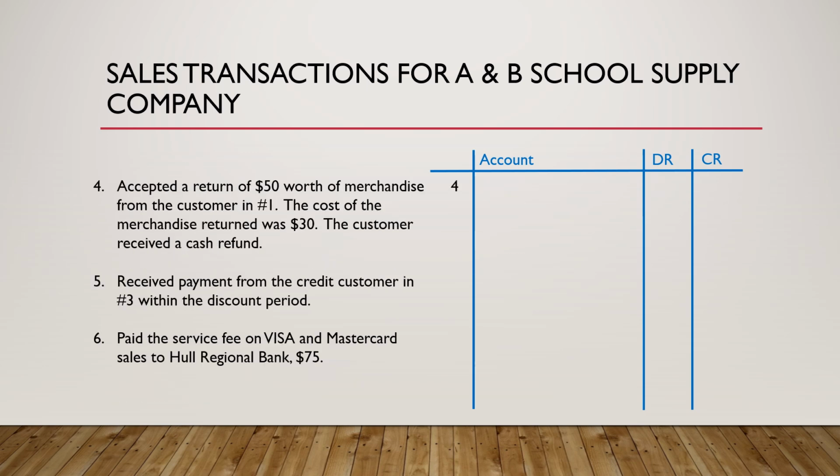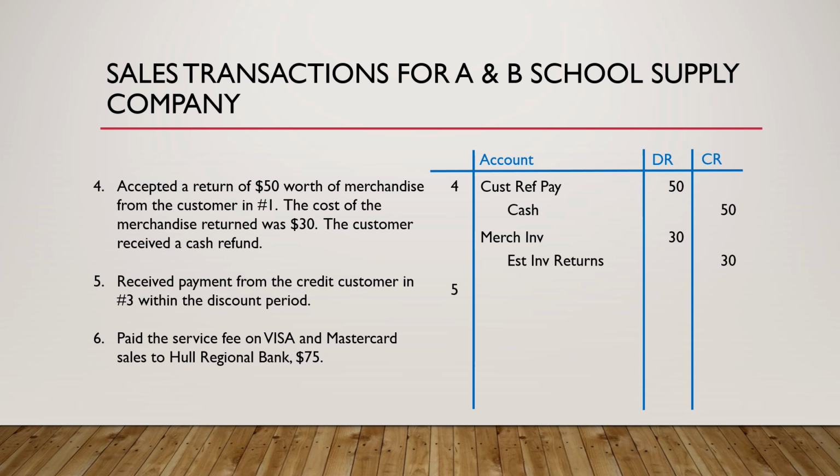Number 4. A and B accepted a return of $50 worth of merchandise from the customer in number 1. The cost of the merchandise returned was $30. The customer received a cash refund, so credit cash for the amount returned to the customer and debit customer refunds payable. We also need to restore the merchandise inventory returned, so debit merchandise inventory back onto the books and credit estimated inventory returns.